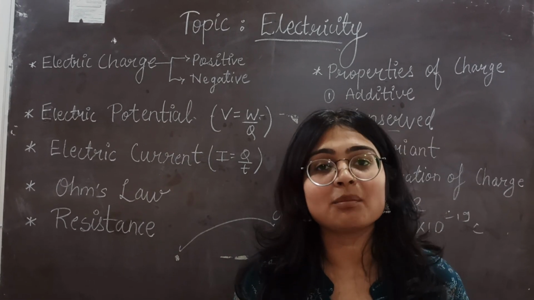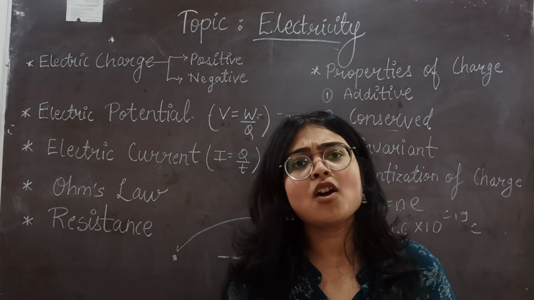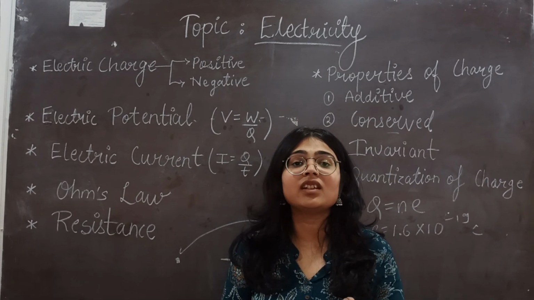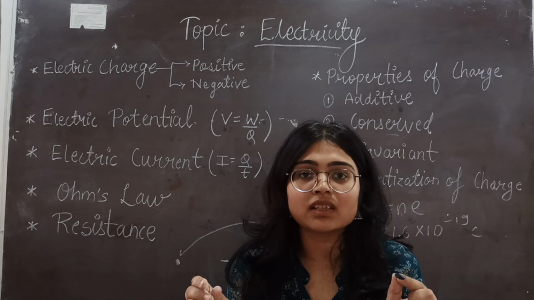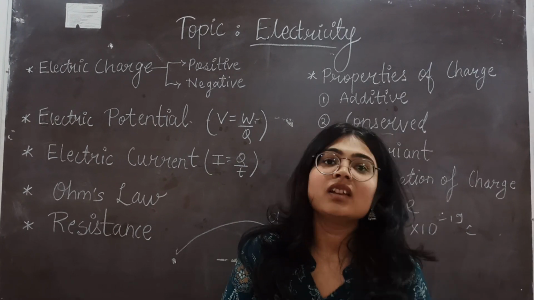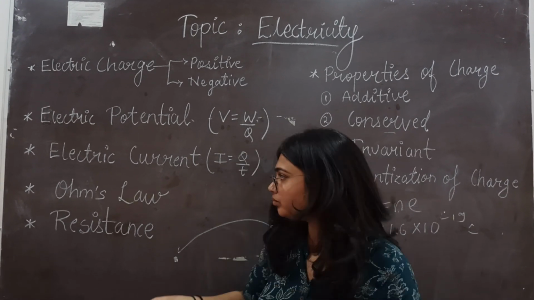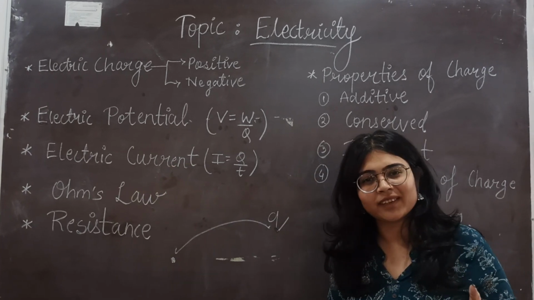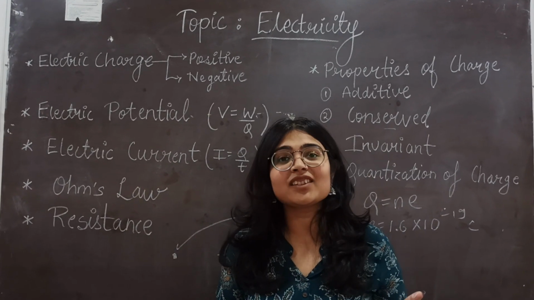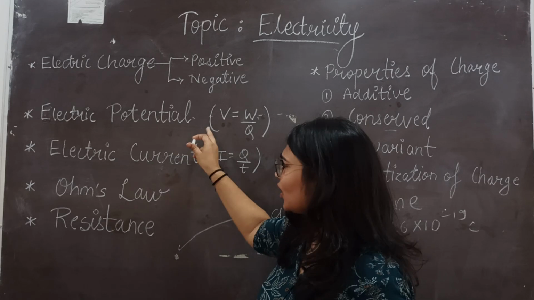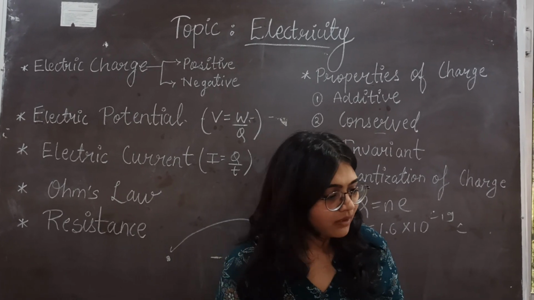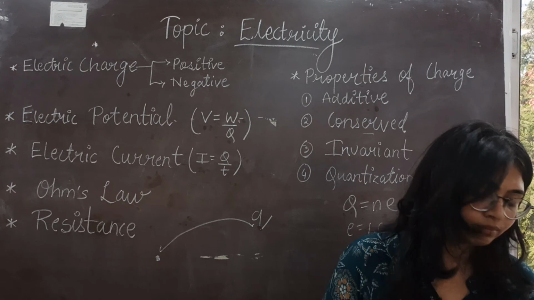Now we will be learning about potential difference. What is potential difference? The difference between the two electric potentials is called potential difference. Now we will learn one more thing, which is the instrument that is used to measure voltage, the voltmeter. Voltmeter is the instrument that is used to measure voltage.